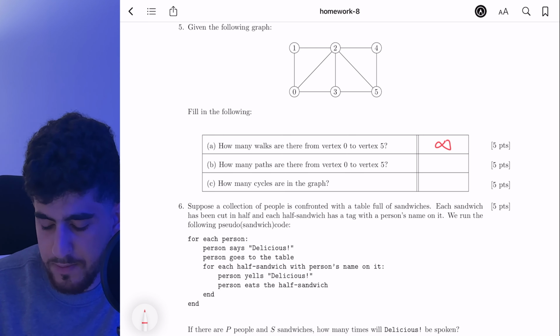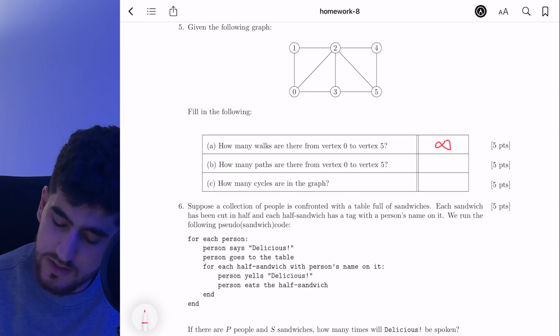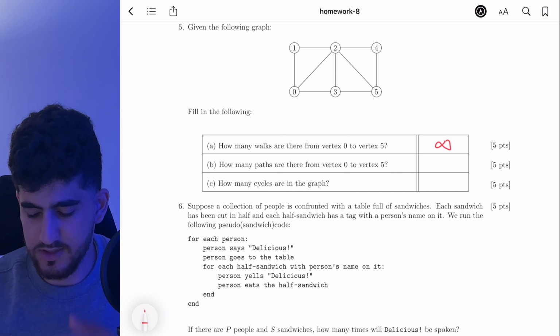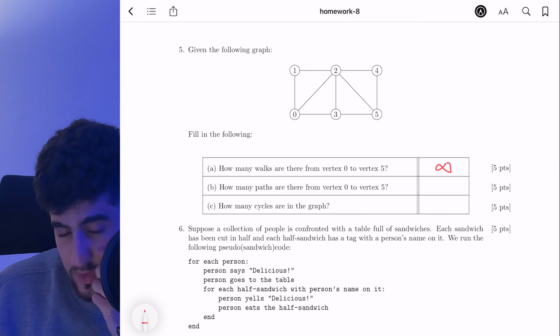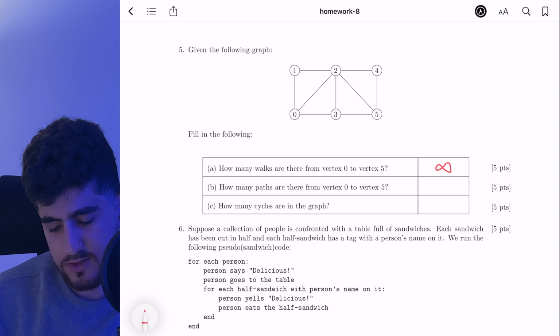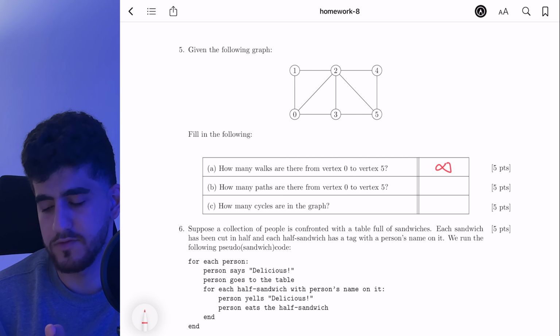The next part, how many paths are there from vertex 0 to vertex 5? Well, I don't really like this problem. This is just something that you should go into and just count everything. When you encounter a problem like this, where you just need to count something, I recommend you categorize everything. Then it would be easier for you to find the answer.